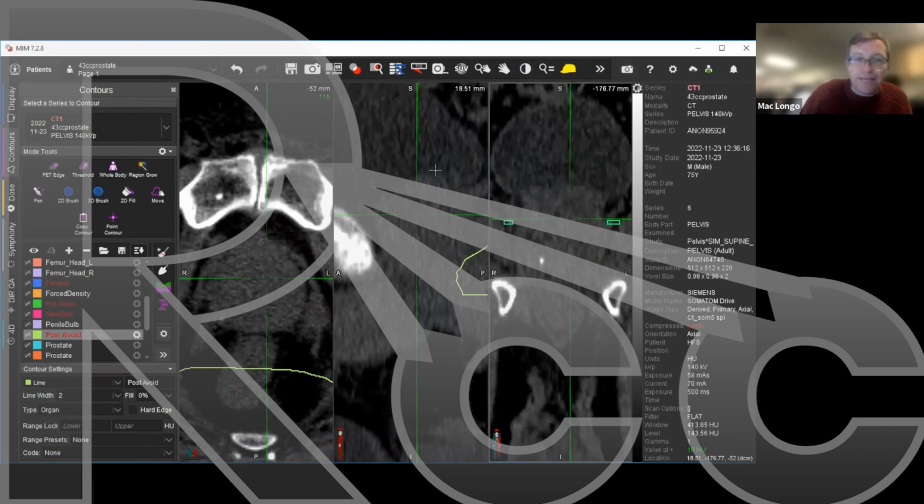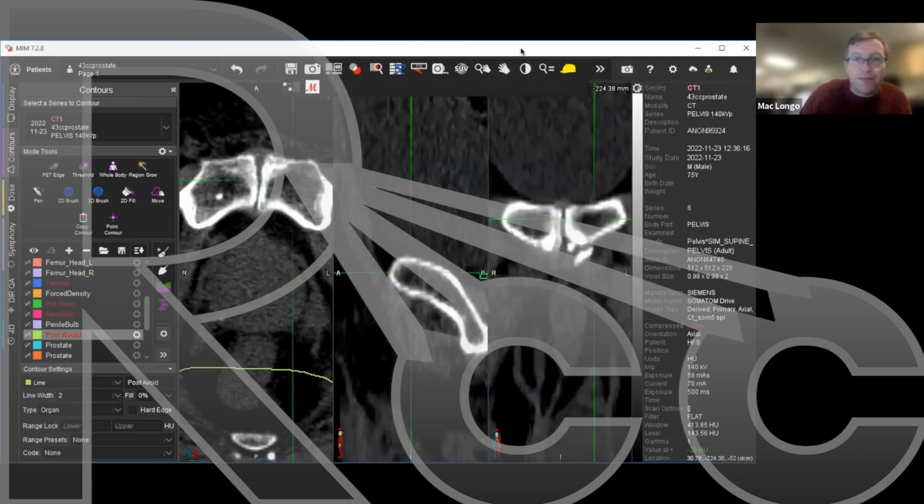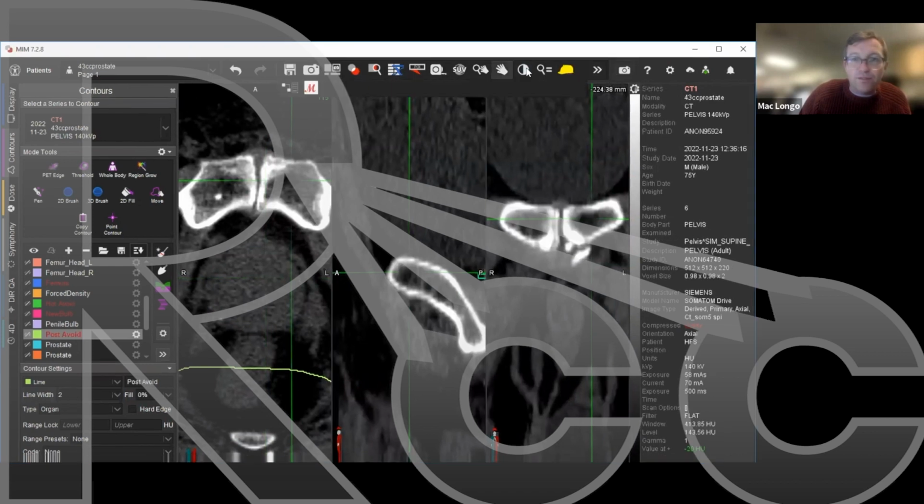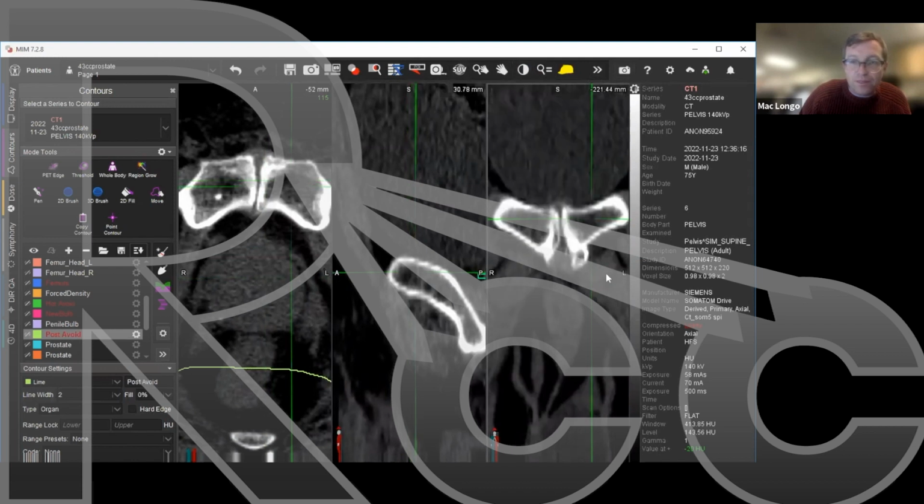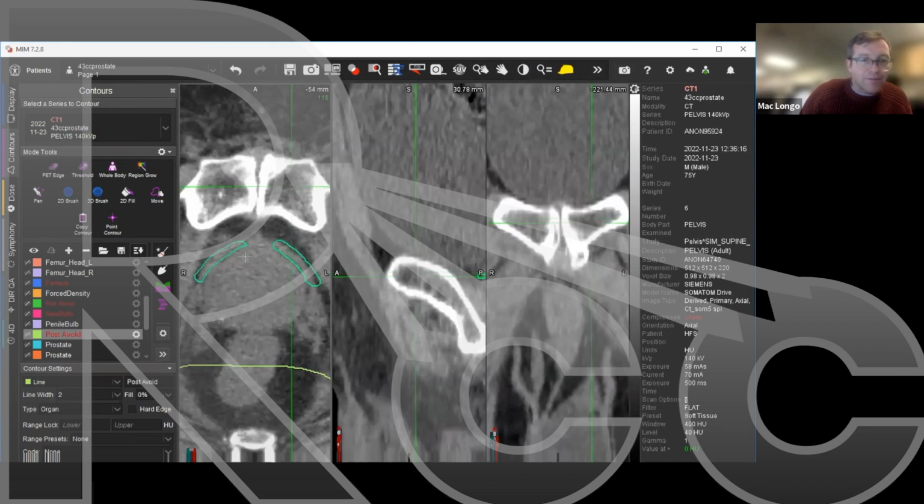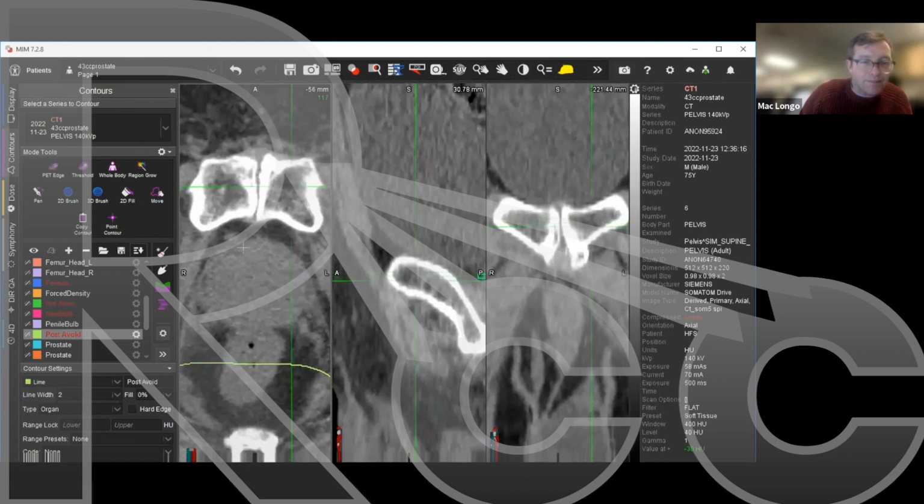And what I would say is, let's get back to the soft tissue window that I like to use normally. There we go. When in doubt in this area, if you can't clearly see separation between the anterior fascia and the anterior fibromuscular stroma or anterior aspect of the prostate, you are better off to include that.